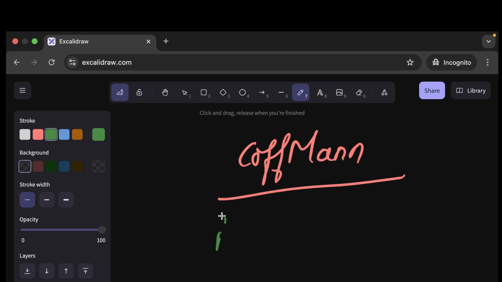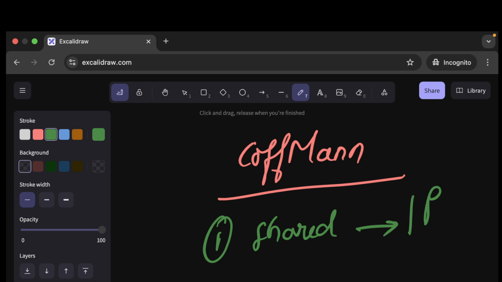So Coffman conditions have three things. First, if there is a shared resource, only one process can access the shared resource at a time. Third, if a process has already accessed the shared resource, give the other process a chance to access it. The second is basically progress, right? Progress is basically that no process should block another. If P2 wants to access, P1 shouldn't come and block it.